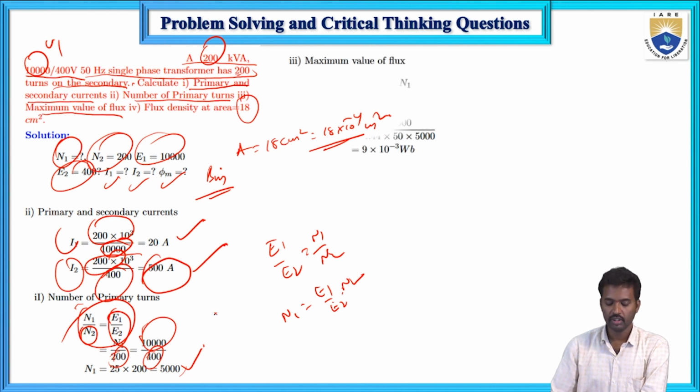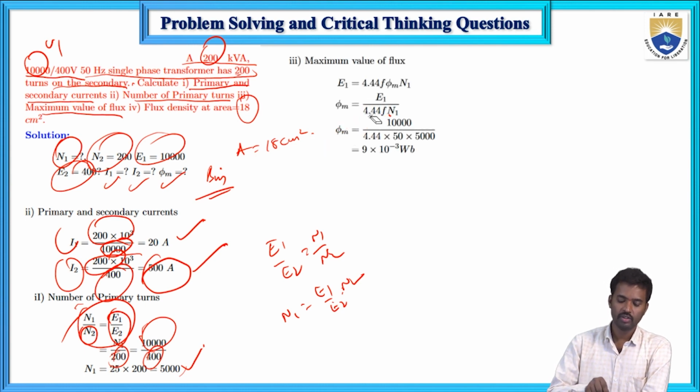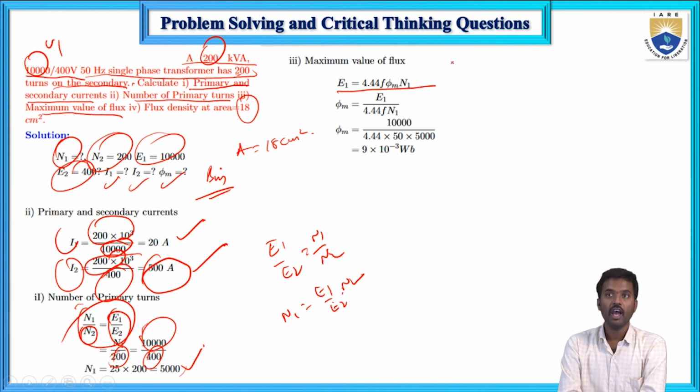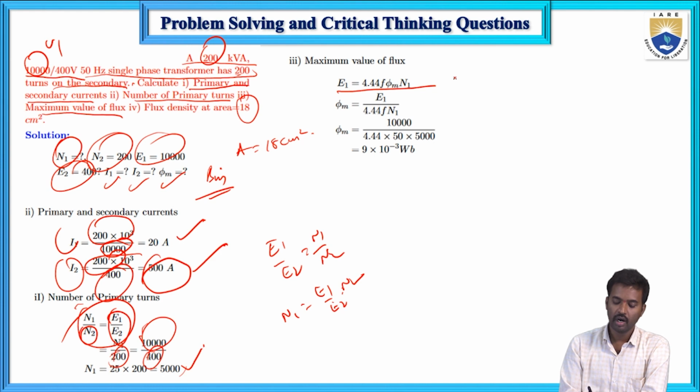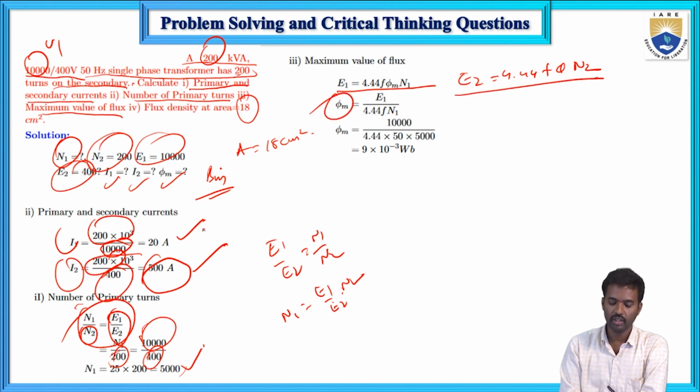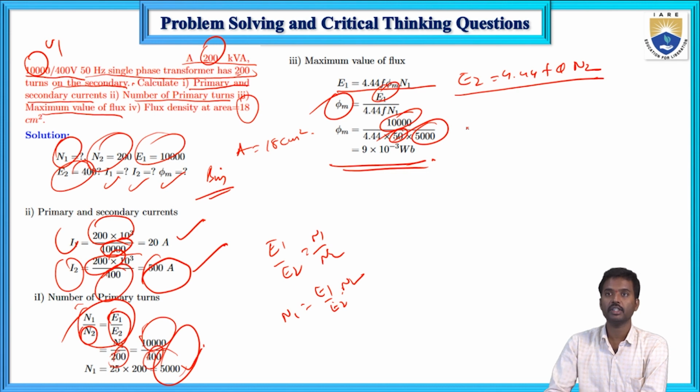Next case, maximum value of flux. So we know the formula E1 equals 4.44 F into phi into N1, or E2 equals 4.44 F into phi into N2. We know this E1, and the frequency and primary winding turns. So this maximum value of flux is 9 into 10 power minus 3 Webers.